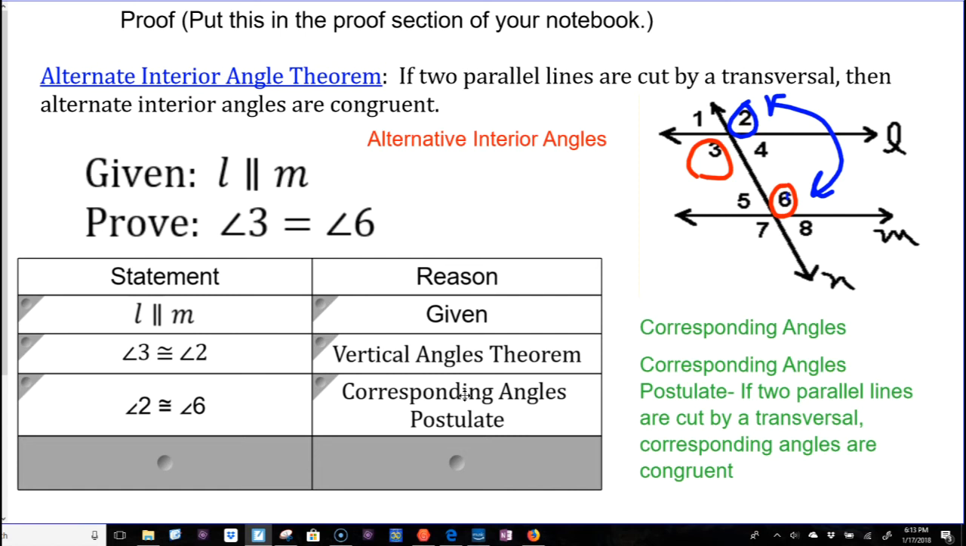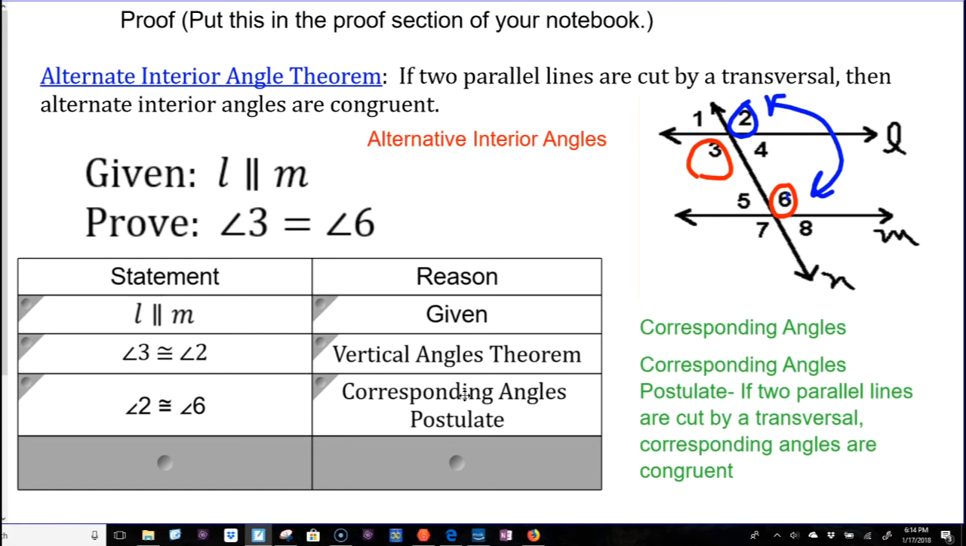So now I have that angle 3 is congruent to angle 2, and angle 2 is going to be congruent to angle 6. And this is where we're going to pull in a property you're familiar with from algebra. If you think back to algebra when we were solving equations, we learned that if A is equal to B and B is equal to C, then A would also be equal to C. So we're going to have a very similar idea for this. And if you remember, we called that the transitive property.